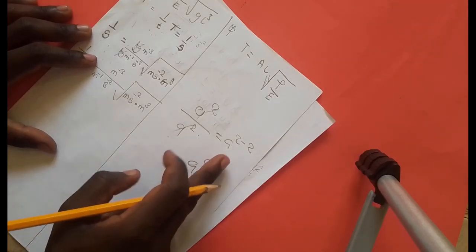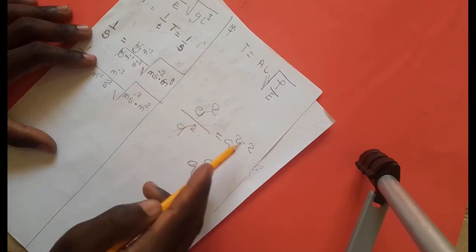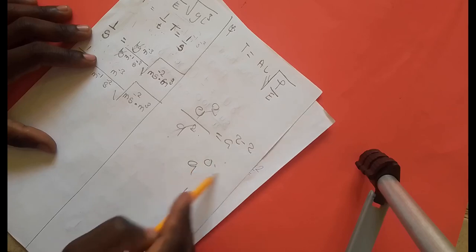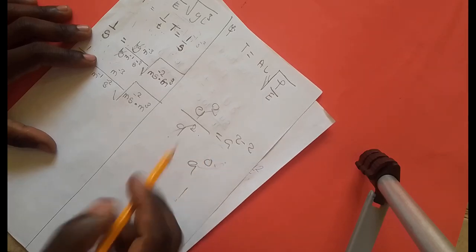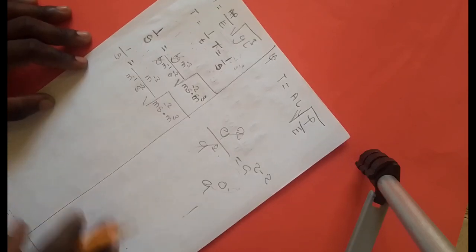So a to the power 2, this power 2 minus this power 2, leading us to a to the power 0. Anything raised to the power 0 is again equal to 1. You see now. So in this case, I want you to take note.